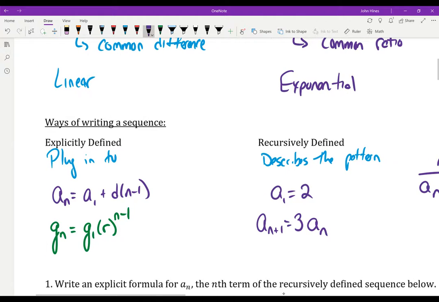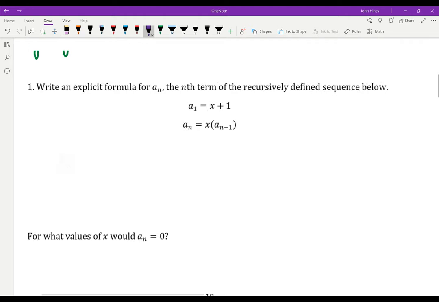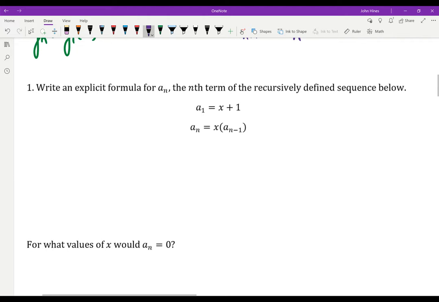Whereas these are an explicit formula you plug into. It's a function that you plug into. These recursive rules just describe the pattern. So let's do a tough question and then we'll get to some easier questions here. So write me an explicit formula for a sub n, the nth term of this recursively defined sequence.